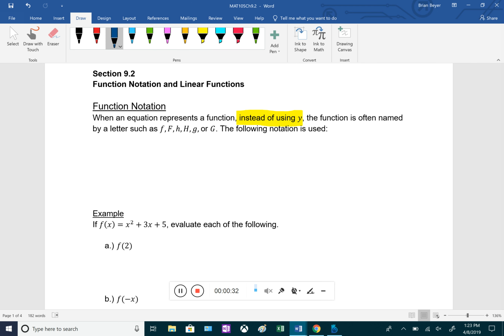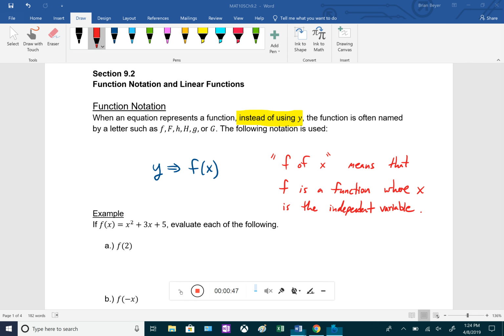So the idea here is we're going to be using something that looks like this. Instead of y, we're going to turn that into f of x, and we read that just how I read that. We read it as f of x. So this means that f is the function, and we know that since there's an x written there, it is a function where x is the independent variable.